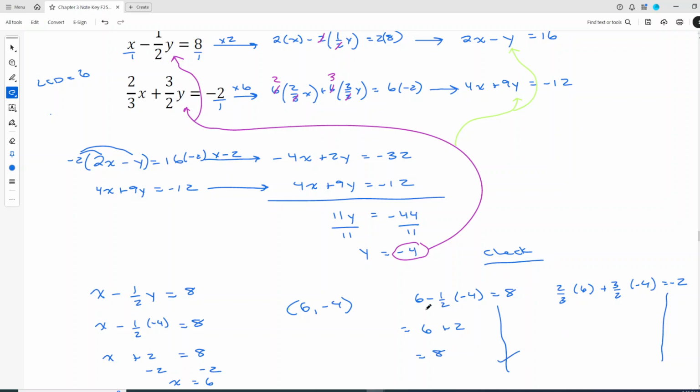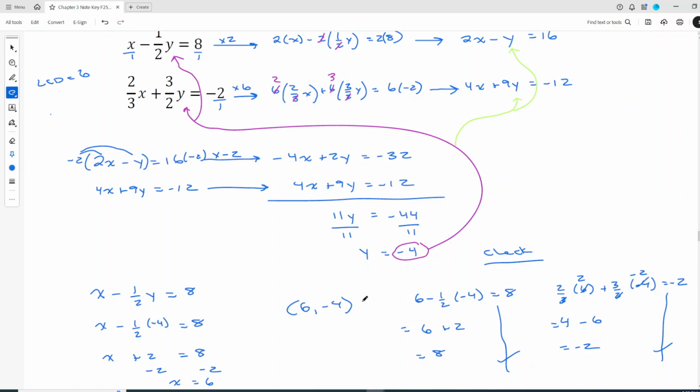Technically, when you check, if you have substituted in to get one of the x values, you can just check into the other equation. So for this one, I've got 2/3 of 6. So I'm going to do 6 divided by 3 is 2. 2 times 2 is 4. For this one, I'm going to do -4 divided by 2 is -2. 3 times -2 is -6. And I get -2. So it made left side equal to right side in both of the original equations.